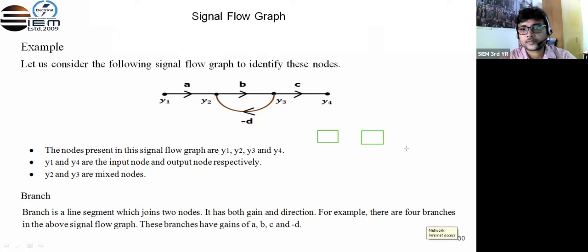Something like this, I just want to show you how we can draw this. You may face problems drawing this, that's why I'm drawing the diagram.